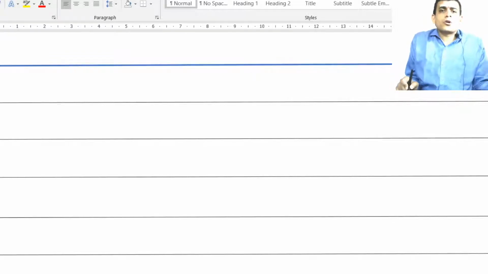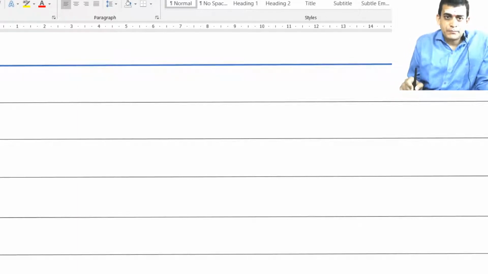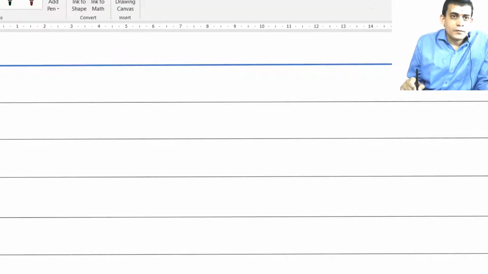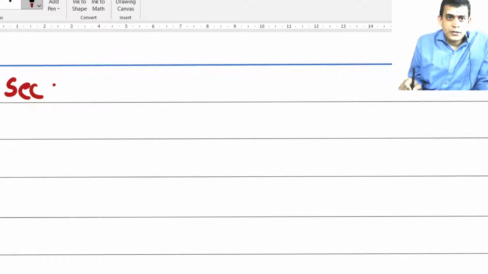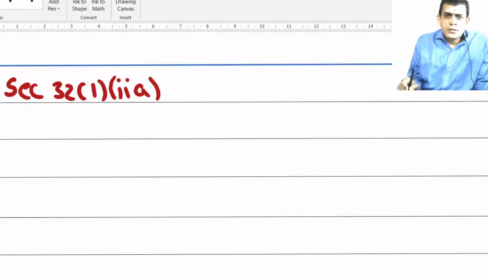Okay, now let us move on to section 32, subsection 1, clause 2a, which is nothing but additional depreciation. Let us see. Section 32, subsection 1, clause 2a. What does this section speak about? This section is speaking about something called additional depreciation.